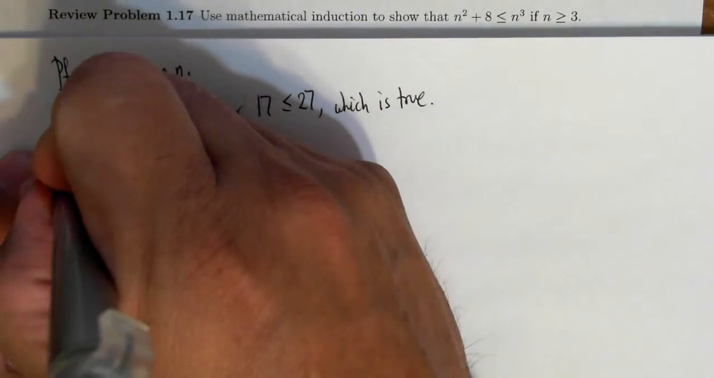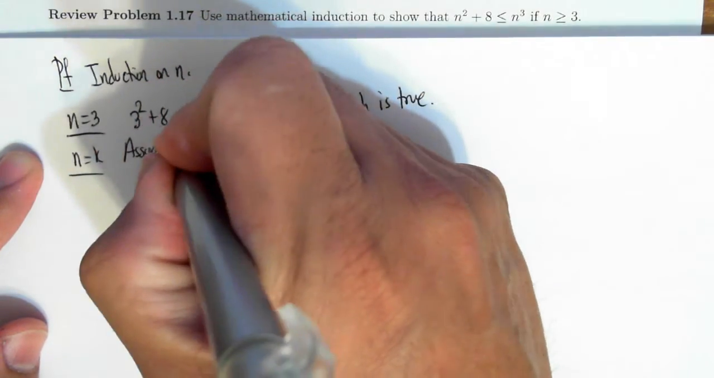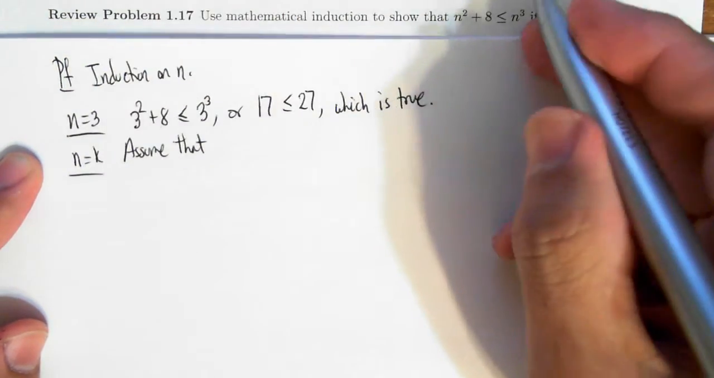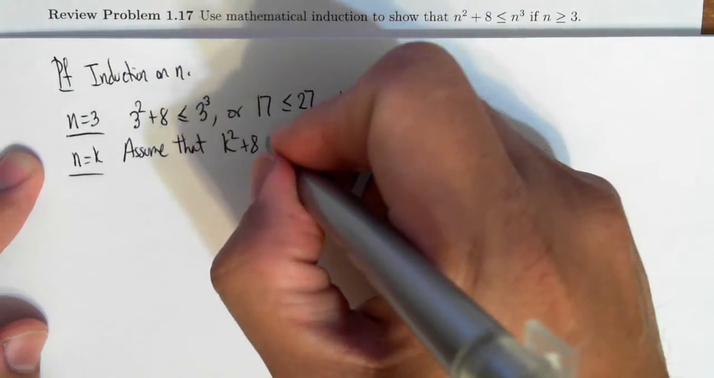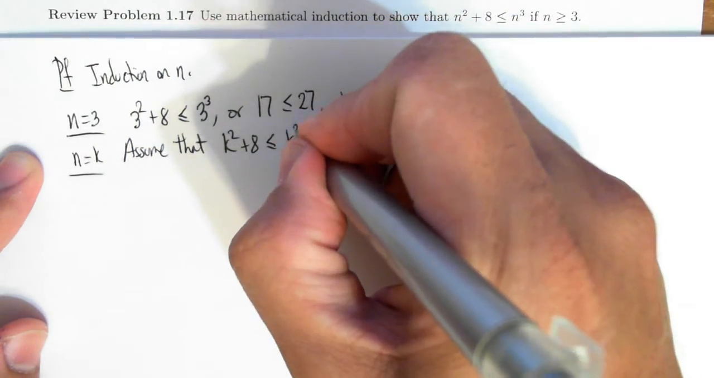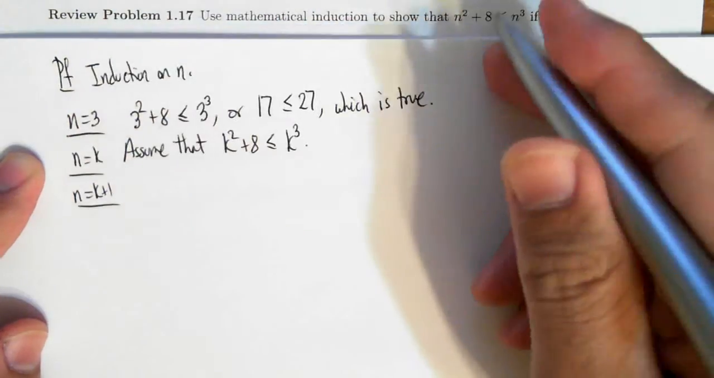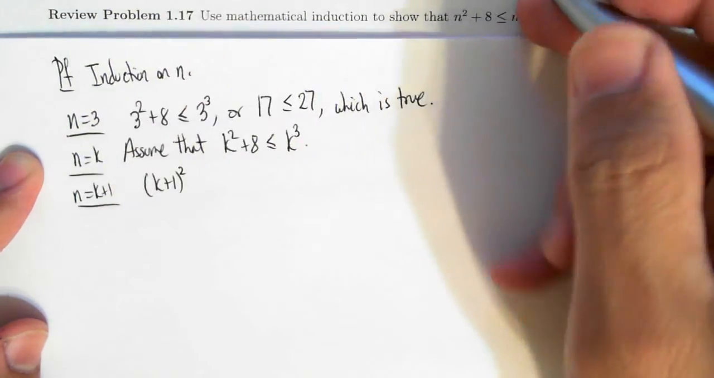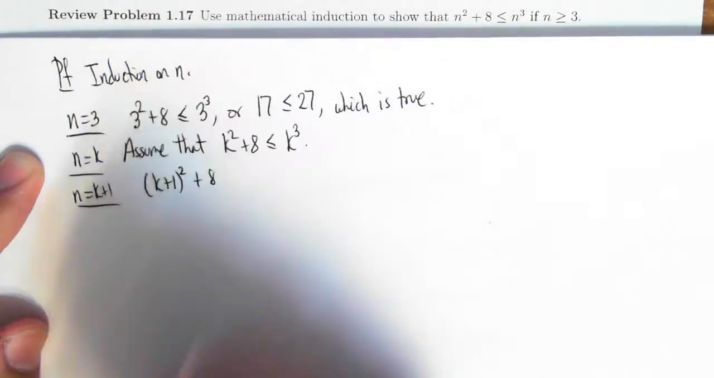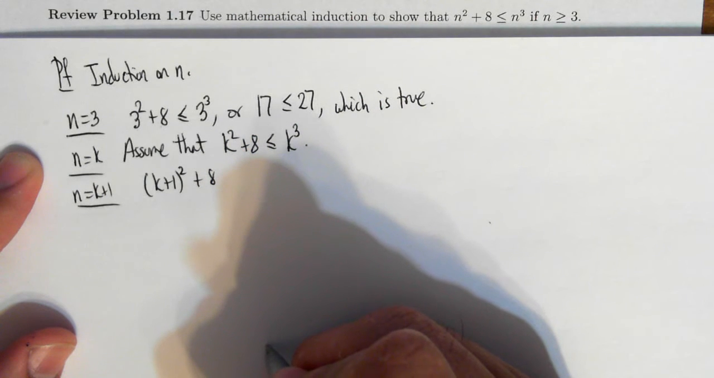Okay, so that's easy. n equals k. Assume that k squared plus 8 is less than or equal to k cubed. Now we get to the k plus 1 step. The left-hand side for this one will be (k plus 1) squared plus 8. The target on the right will be (k plus 1) cubed.